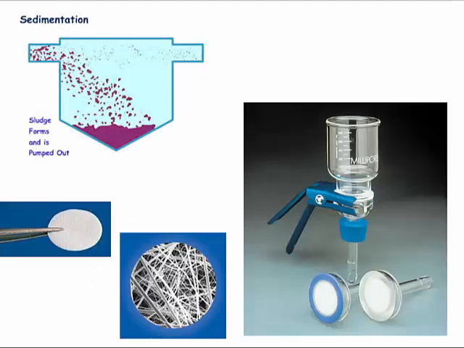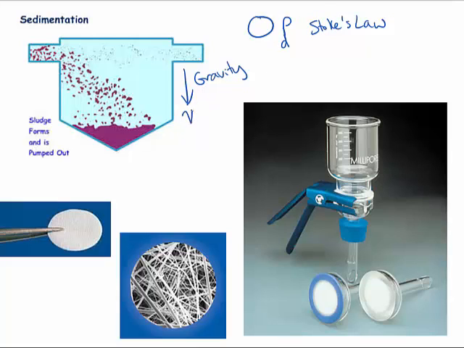Sedimentation is simply when particles coming in that are suspended are large enough that they will settle by gravity. So in this situation, you allow gravity to work upon the particle size that has some density and a diameter, and if you apply Stokes' law, you can predict the settling velocity of a particle in this situation. This unit here is referred to as a clarifier or a sedimentation tank.